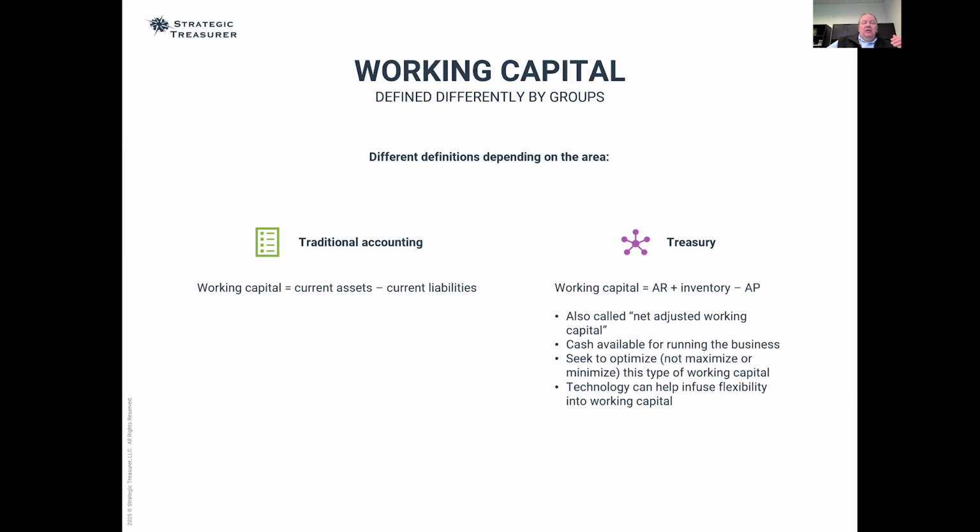How is that different from current assets minus current liabilities? Well, a current asset might be cash. Converting AR to cash makes your working capital use on the right side go down because it converts it to cash. That makes no difference on the left-hand side, right? So receivable becomes cash, exactly the same treatment, and there's different purposes for those.